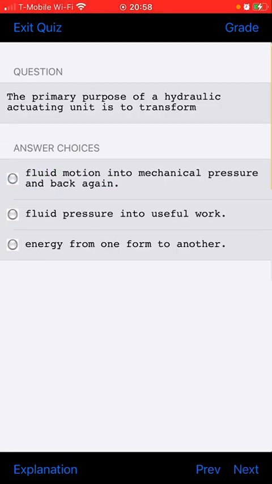The primary purpose of a hydraulic actuating unit is to transform fluid pressure into useful work. Now listen to this one. I'm not going to pull it up here.